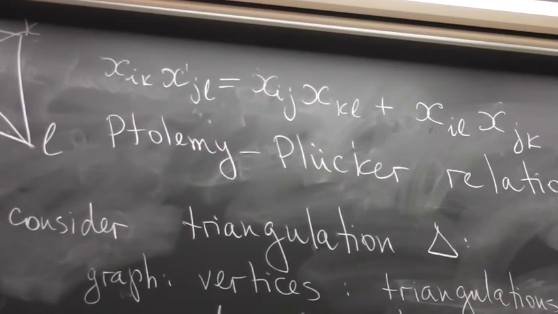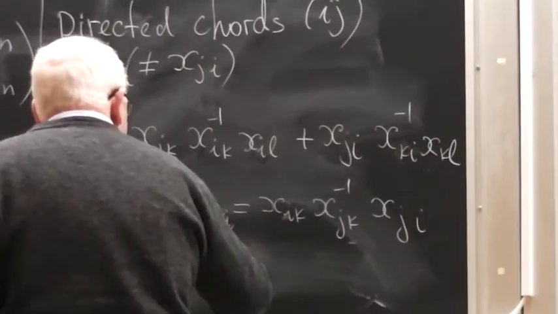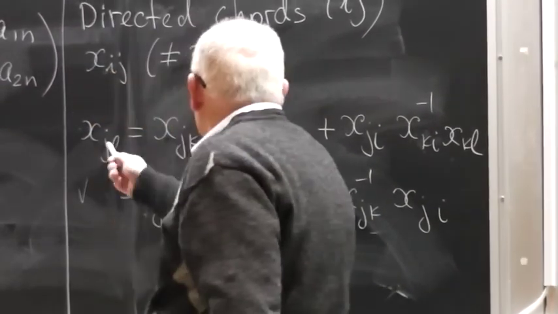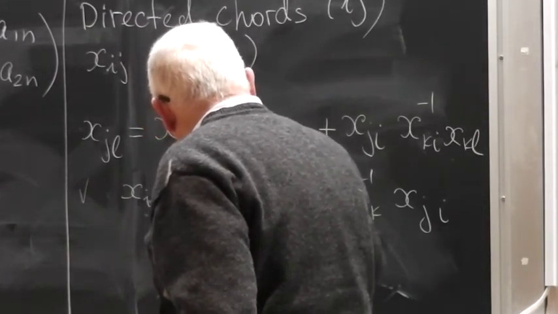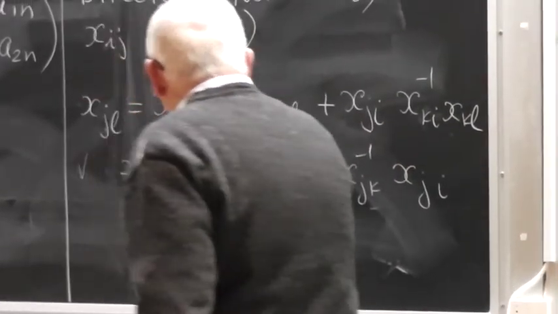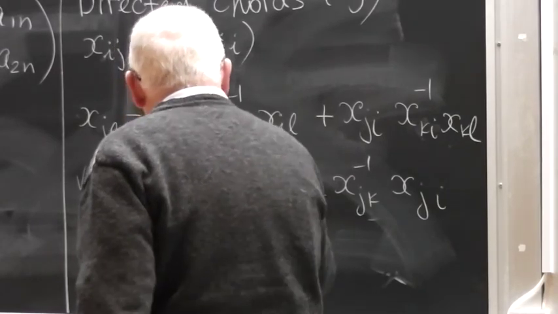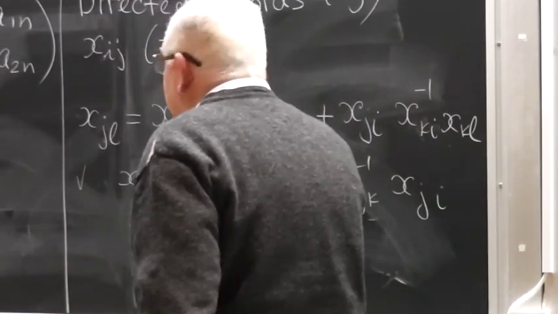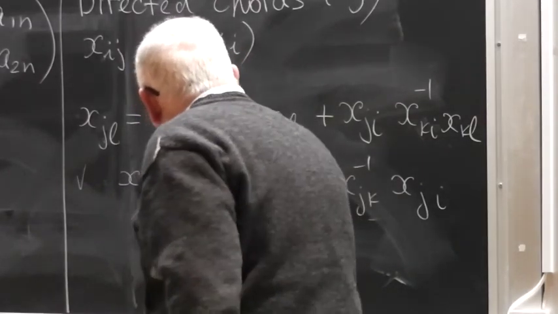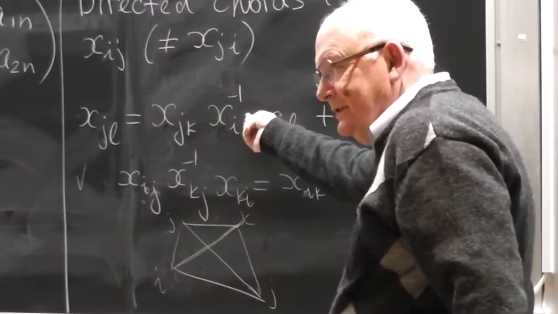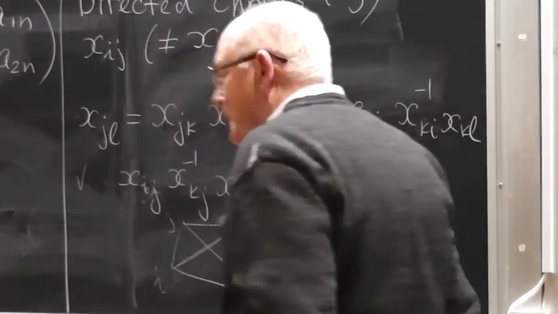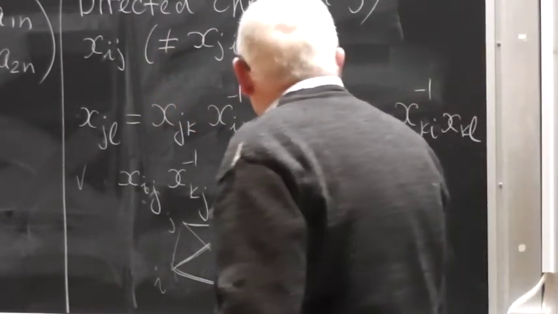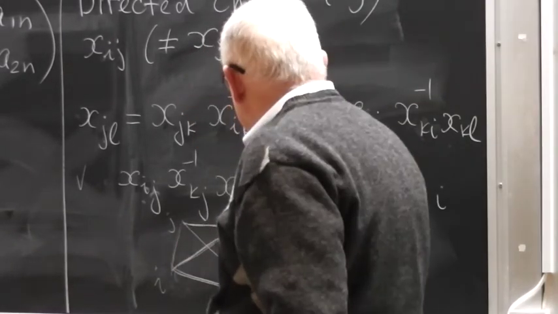Now, what is the advantage of writing this? Again, you have this quadrilateral I, J, K, L. This corresponds to a path from I to J. But suppose you cannot move here, and suppose you know only the other diagonal. Then you can move from J to K, then you go from K to I in the opposite direction. This is why you have the inverse here. Then you arrive at L. You can also go in the opposite direction and arrive here.